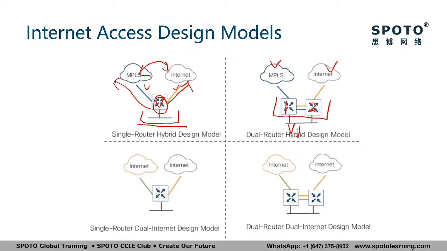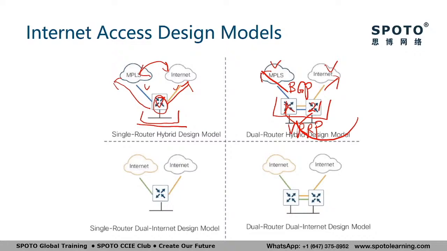We run VRRP in the middle. Also, we can run BGP for traffic engineering to influence the traffic, which traffic goes through the MPLS or through the internet. From the LAN side, the traffic can point to this VRRP virtual IP address. If one fails, the second one will take over and the traffic will flow through this one. This is the basic idea, the common approach in this type of scenario.